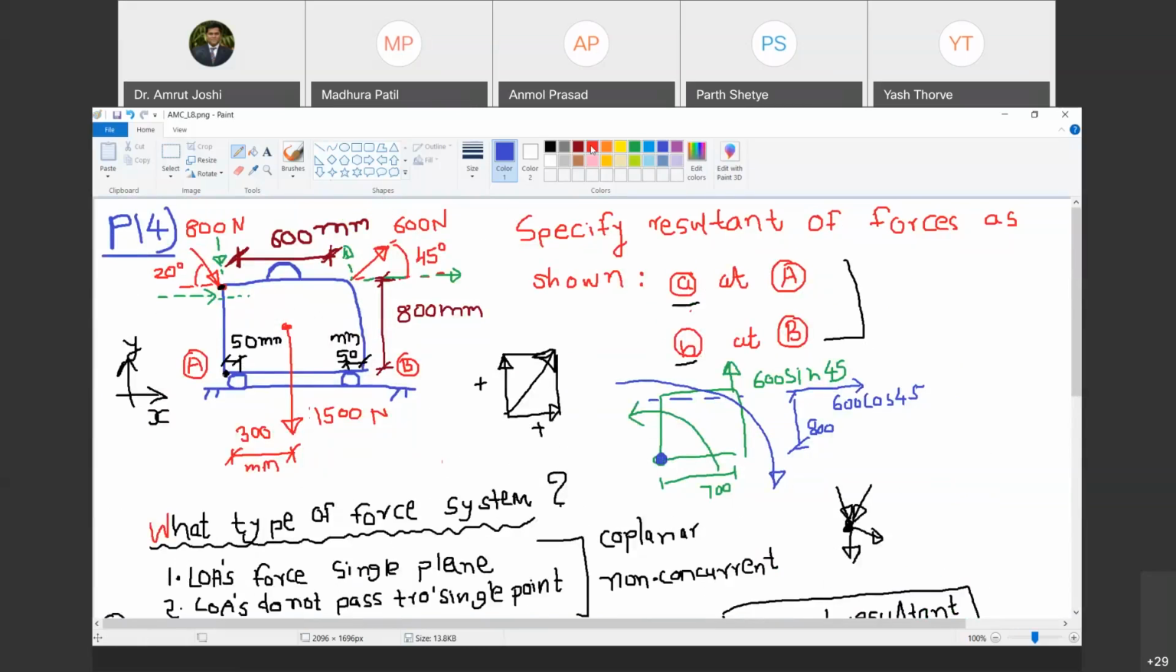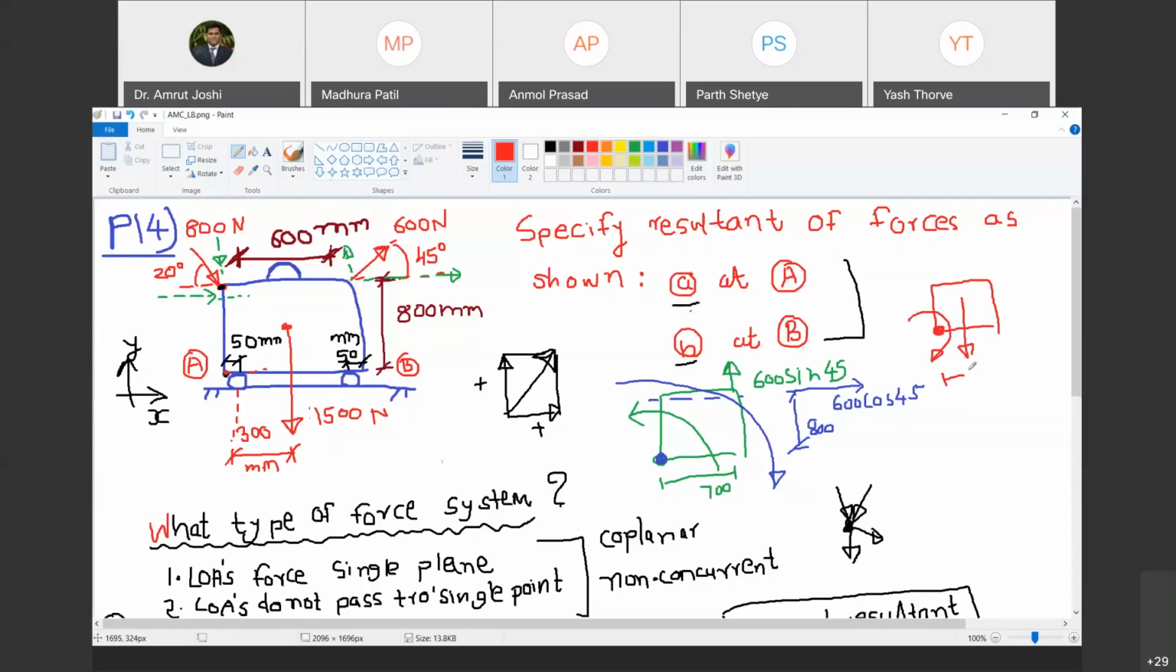ये रेड कलर में जो मार्क किया है मैंने फोर्स 1500 न्यूटन, उसका मोमेंट आएगा. Now if I drop a perpendicular from A on the line of action of this vertical force, this is the distance. So how much is that distance? 300 is up to the center of the wheel plus this 50. So ये distance कितना हुआ? 350. Do you agree with me? Yes, sir. And what kind of moment does it produce? I will draw a sketch for your understanding here. Clockwise about A. Clockwise.